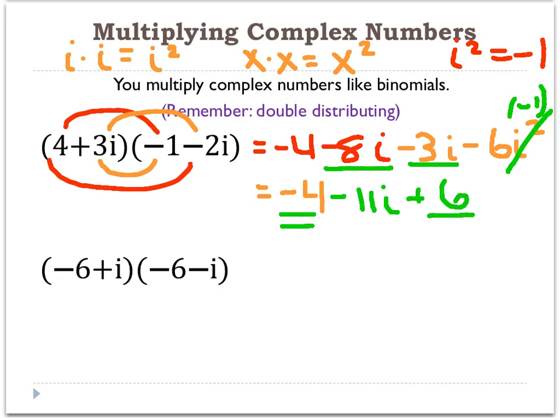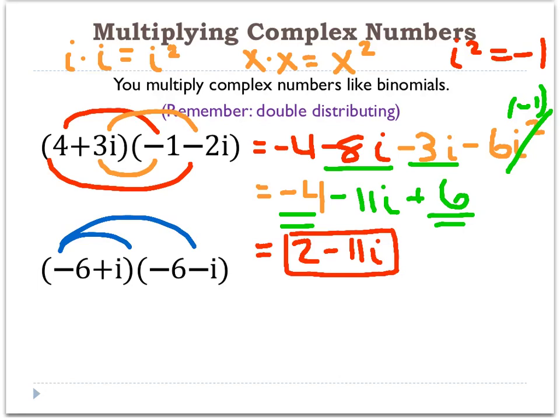One last step, I need to combine like terms here. So that's going to be negative 4 plus 6, which is a positive 2. So 2 minus 11i. And there is my complex number. The real part is 2. The imaginary part is negative 11i. All right, one more example.